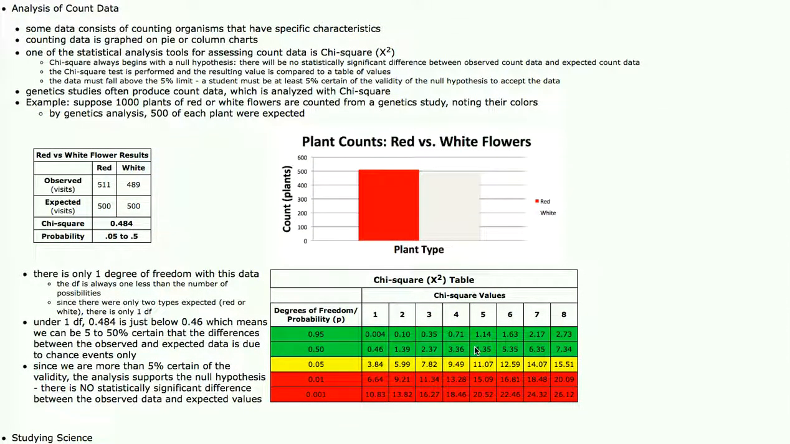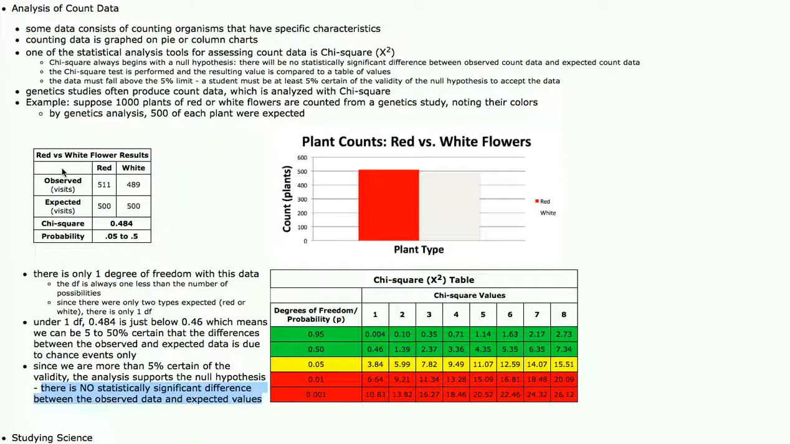The last kind of sampling we'll do in class is chi-square. Chi-square is a little confusing for students, but it basically takes a look at counting data and looks at the statistical validity of the counting data. And it starts with the premise that it's called the null hypothesis. And this is the chi-square test. The chi-square test always starts with a null hypothesis stating that there will be no statistically significant difference between the observed data and the expected values collected in the experiment.